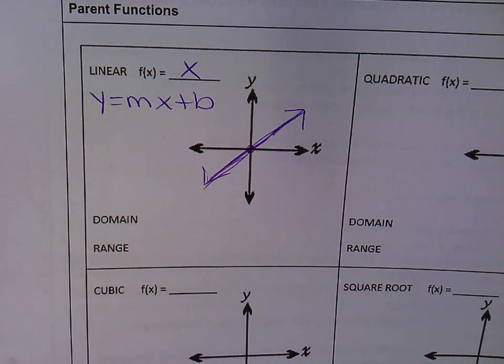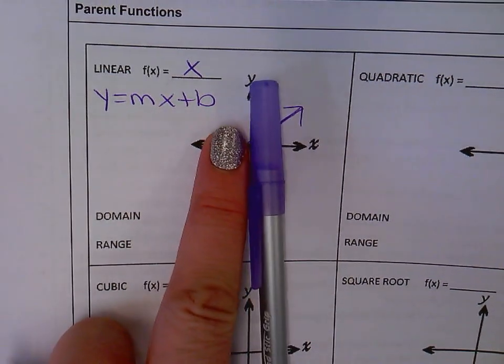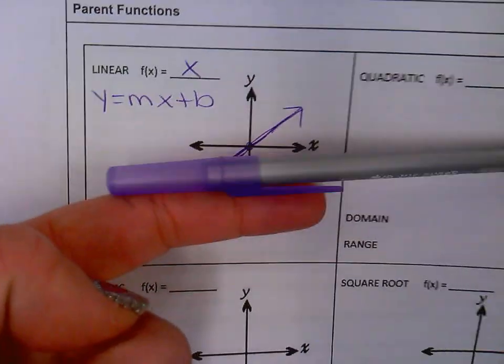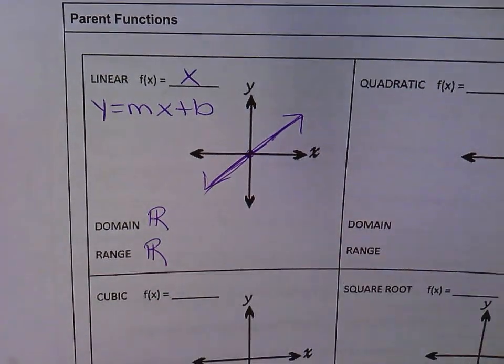And our new concept is, what's the domain and range for a linear function? I can open up both left and right forever and up and down forever. So both my domain and range are all real numbers.